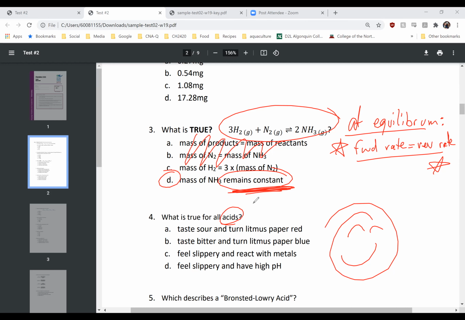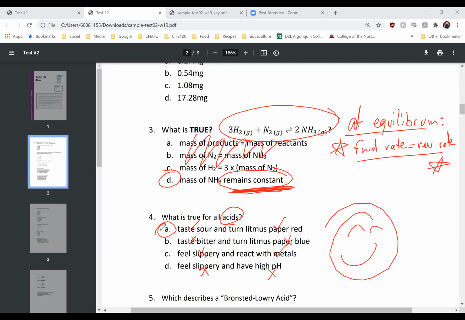Let's check off everything in this list that is true for an acid. Yes, they definitely taste sour. They do turn litmus paper red as well. I'll make a little cheat sheet for you guys on that in a second. Do acids taste bitter? No. Do they turn litmus paper blue? No. Are they slippery? No. They do react with metals though. They're not slippery and they don't have a high pH. So the only one here that has everything true about it is A.